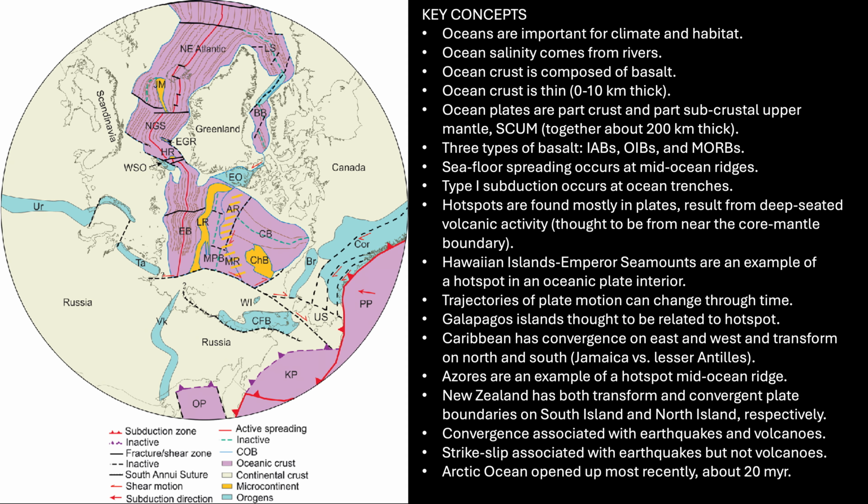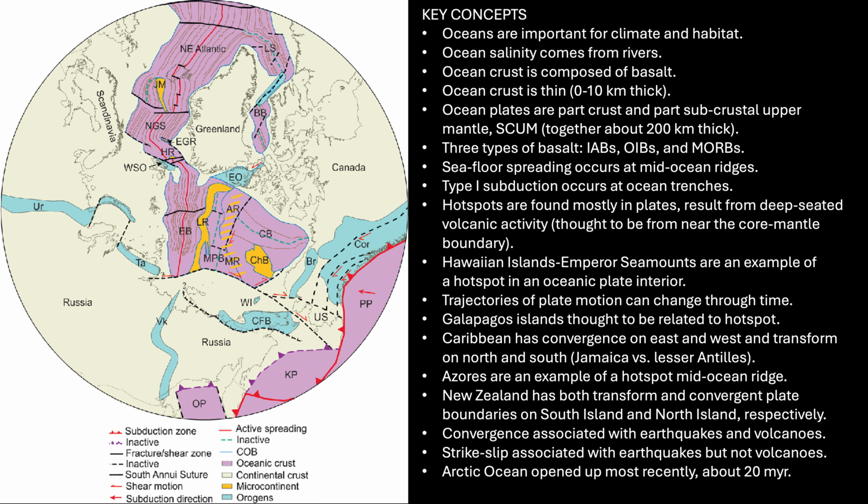So there's more than a few concepts out of this presentation. Okay. I'm going to go through the list. I'm going to go ahead and read them to you. Oceans are important for climate and habitat. You know that, right? Ocean salinity comes from the rivers. The continental crust is different from ocean crust, and the ocean crust is made out of basalt, as my advisor used to call it, basalt.